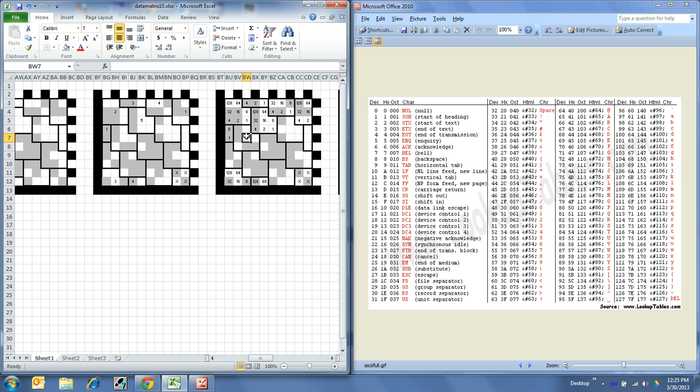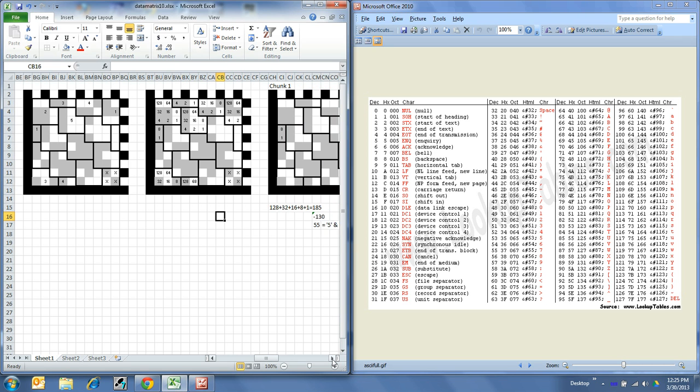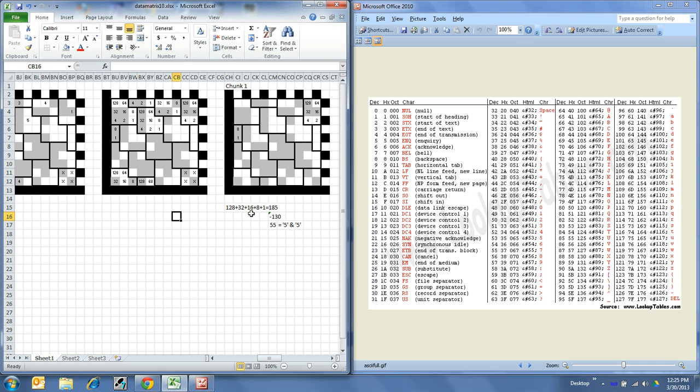So, anyhow, I've taken all these and labeled them appropriately, and I put little X's in the unused portion. It's just unused. That's all there is to it. Now let's break this down chunk by chunk and explain this for you. Chunk number 1, I've already done the math, has 128, 32, 16, 8, and 1 highlighted. So 128 plus 32 plus 16 plus 8 plus 1 equals 185.